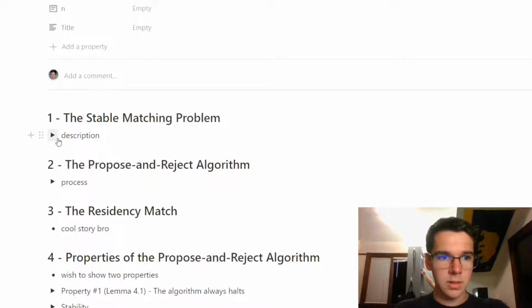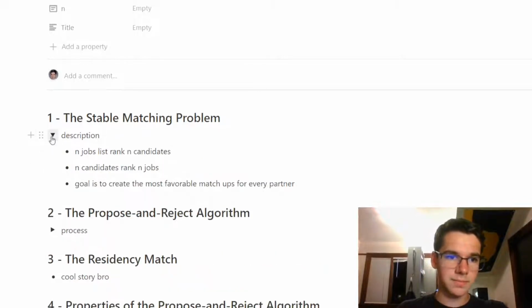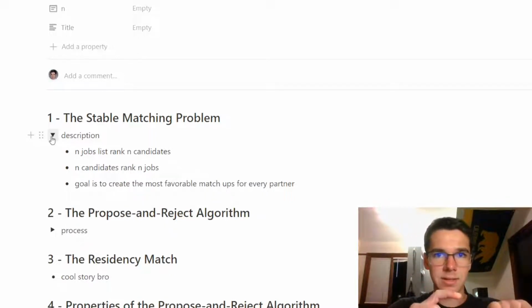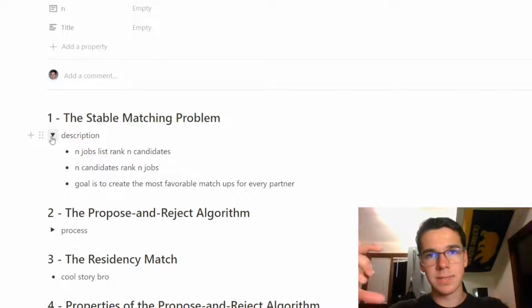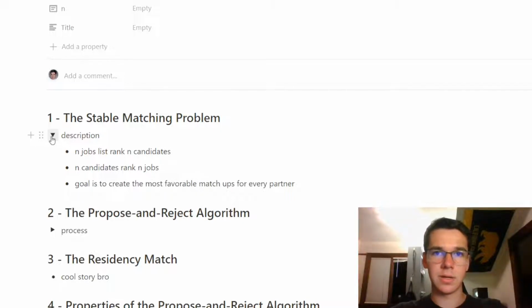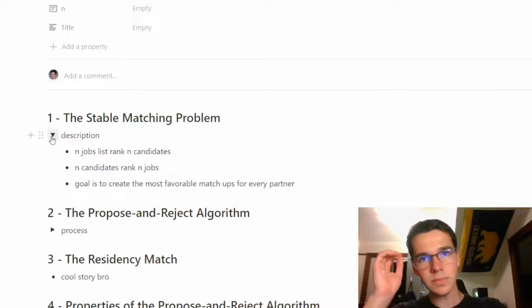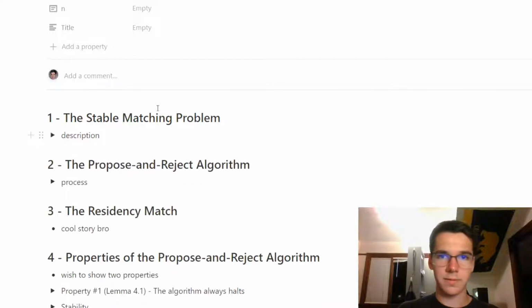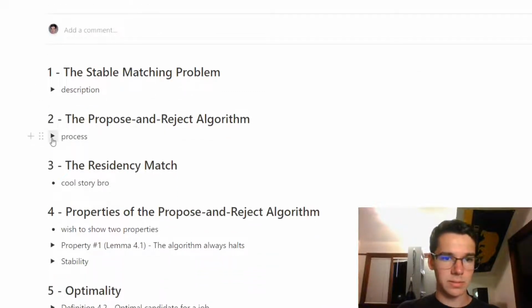What is it? So essentially, what it aims to do is take a list of n candidates and a list of the same size, n jobs, and match them up based on how each candidate ranked each job and how each job ranked each candidate. And it aims to do this in the most favorable way possible. And we'll sort of refine our definition of favorable in a little bit.